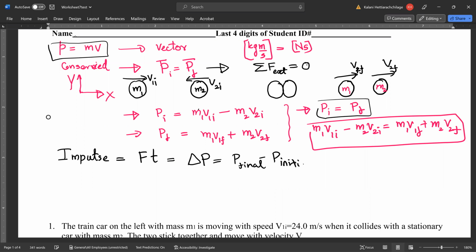It's very important. The impulse is calculated only for a single object. You are not calculating it for the system, both objects together, only for a single object. When two objects collide with each other, you are doing it only for one object. That will be the same for the other object too. That is what we call impulse, right?